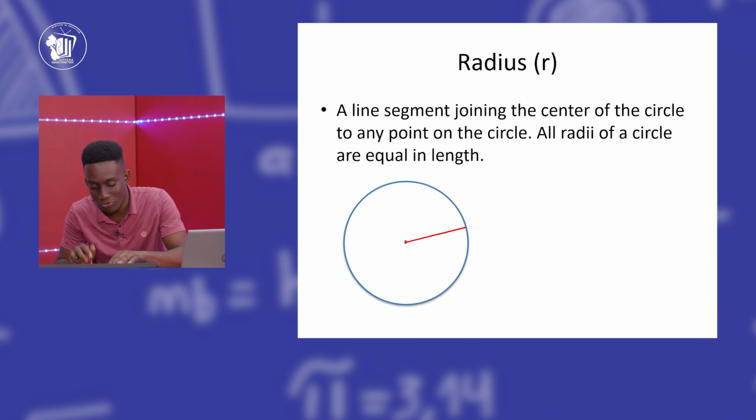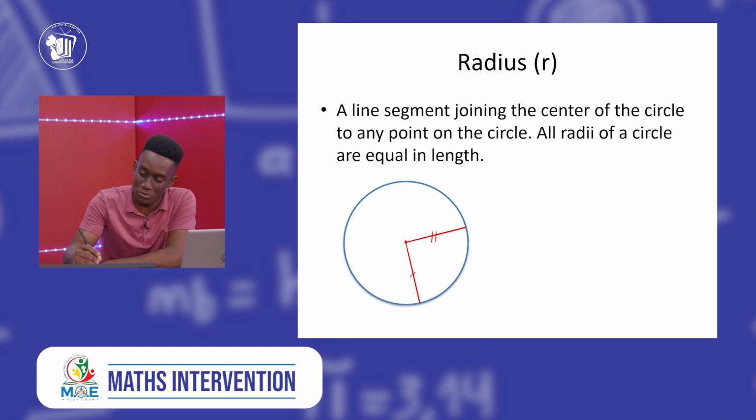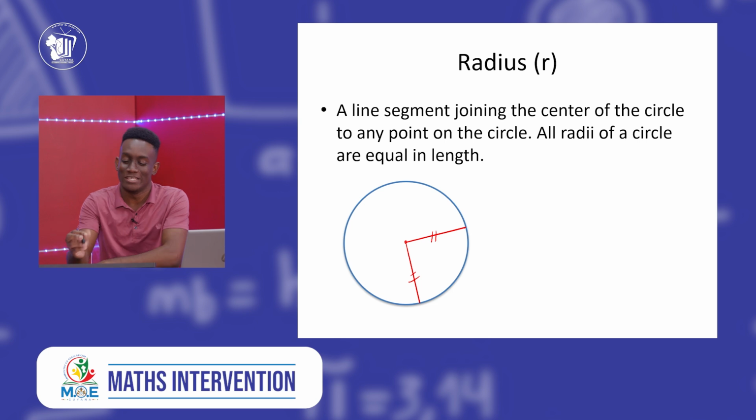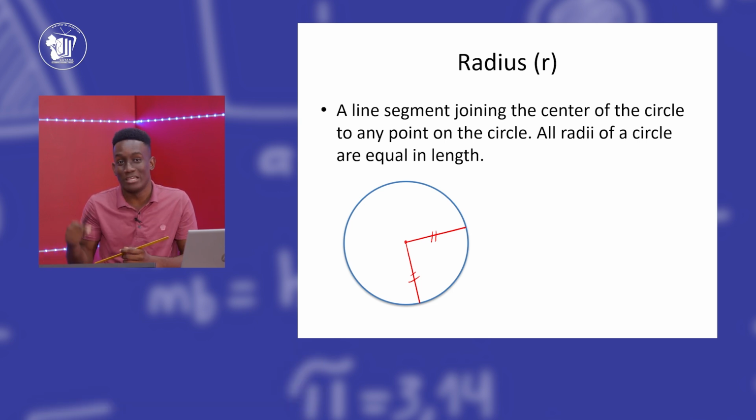And if we draw another line from the center again to another part of the circle, what this is saying is that these two radii will be equal. So one radius, more than one radii. So these two radii should be equal. And if you draw another radius, all three of them should be equal. So remember, the distance from the center to the circle is the same right throughout the circle.